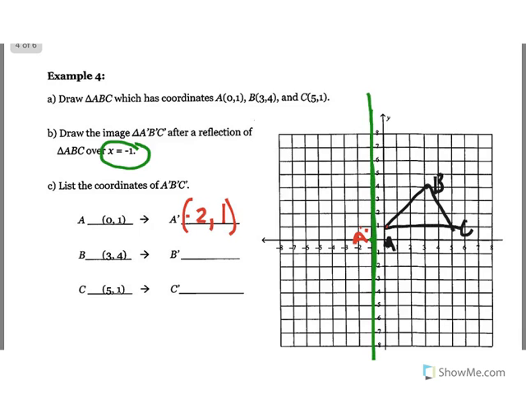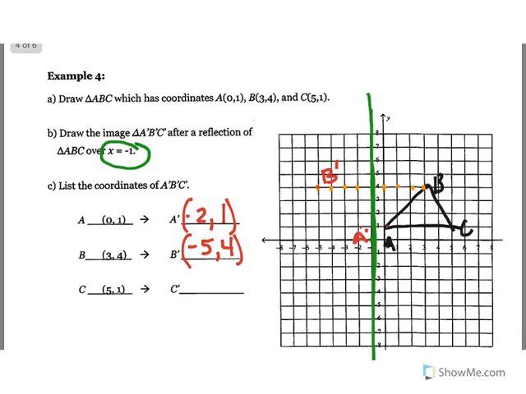So then for B, you would find B in the same position, and you would count from the green line. B is 1, 2, 3, 4 spaces away, so you would go on the opposite side of the line and go 1, 2, 3, 4. So your new coordinates would be (-5, 4). So each time your y value is not changing, but your x is changing. So then you would plot B prime.